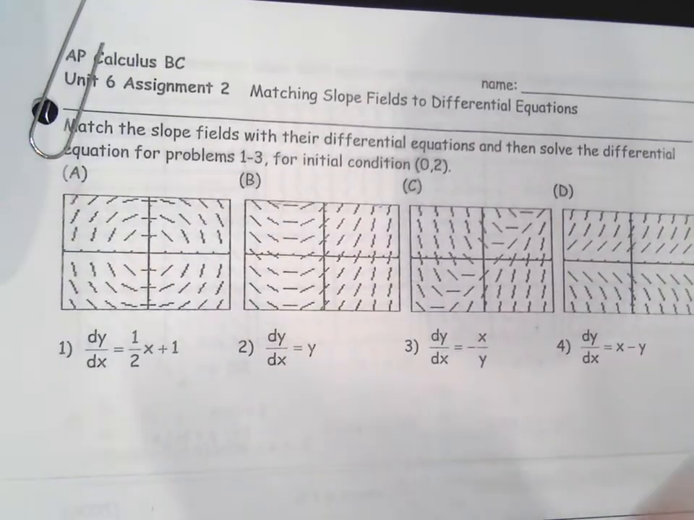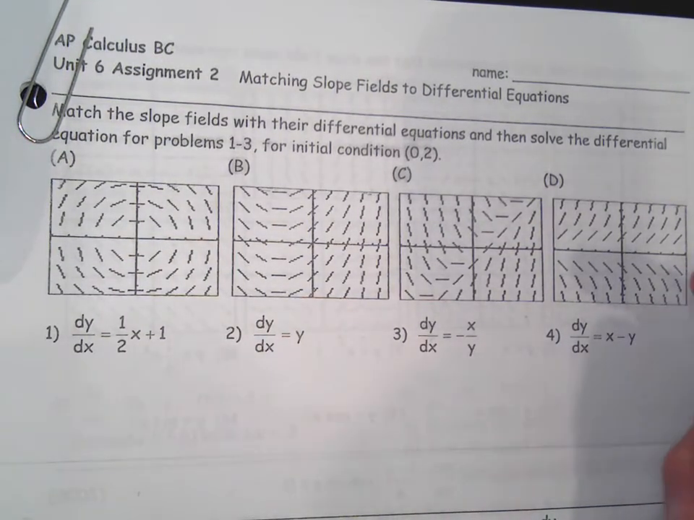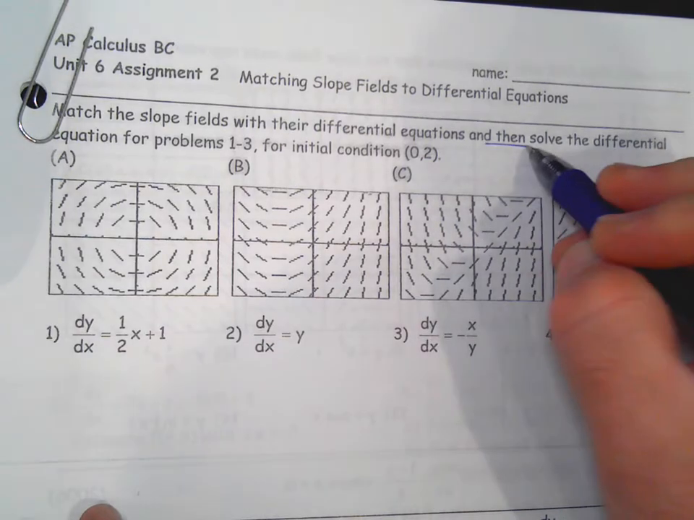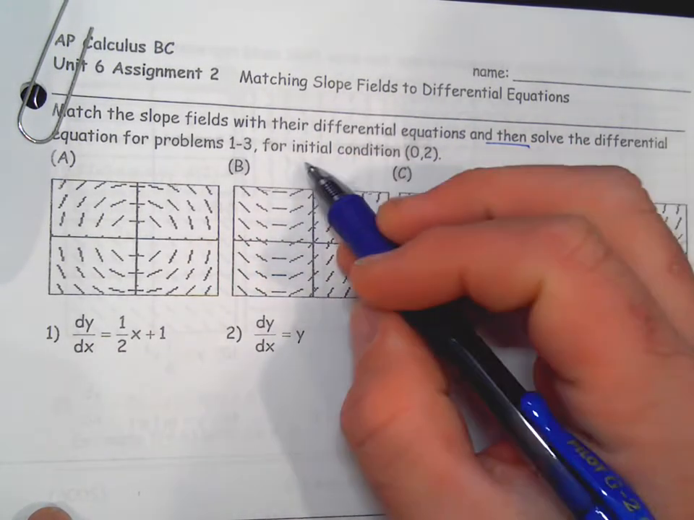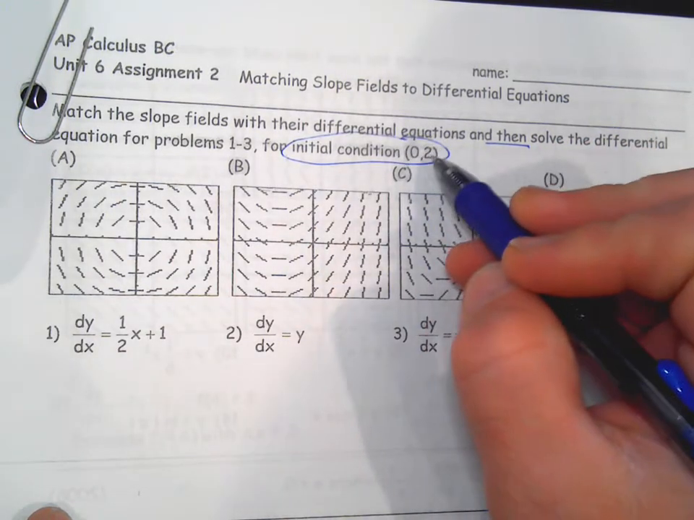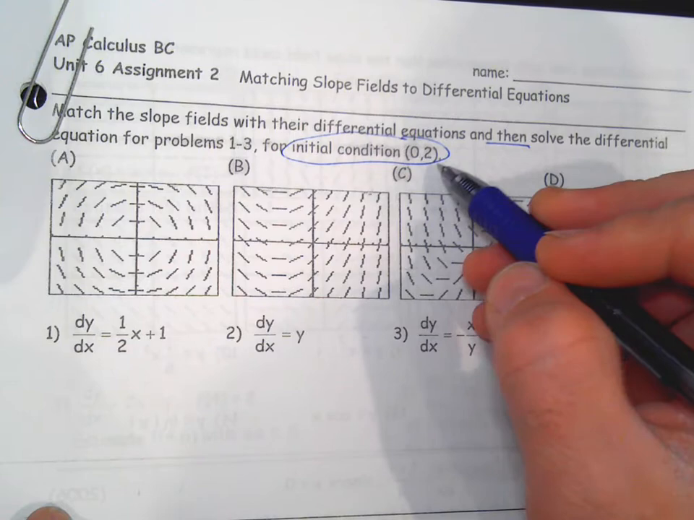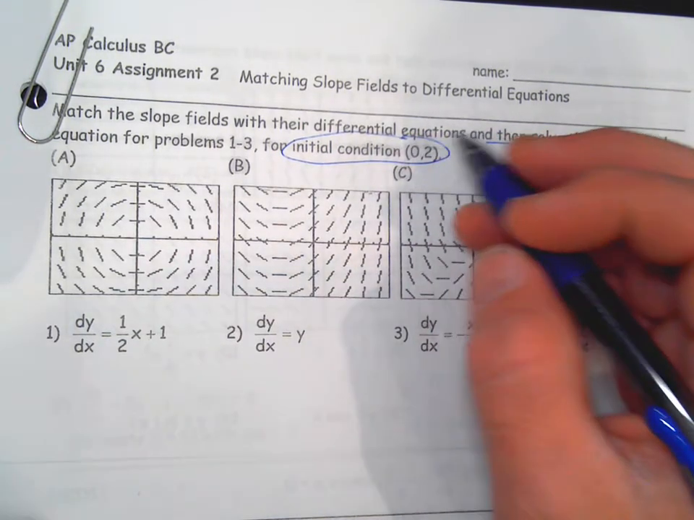Okay. So it says match the slope fields with their differential equations, then solve the differential equations for 1 through 3, because you can't on 4, and for the initial condition, I also want you to sketch the particular solution on your slope field. I mean, that's what you're trying to do. Well, you're trying to match it, but then you could sketch it.